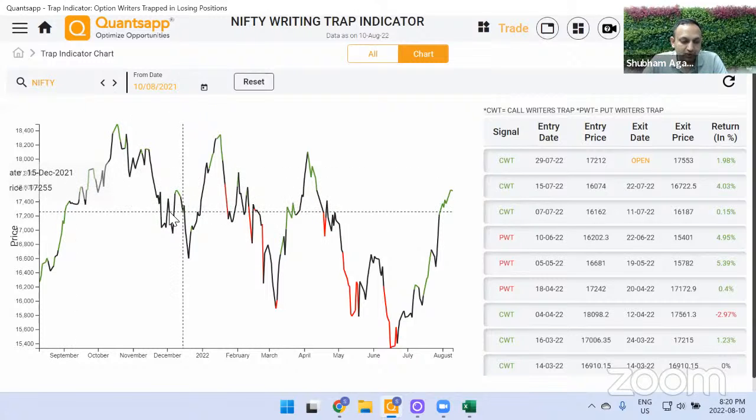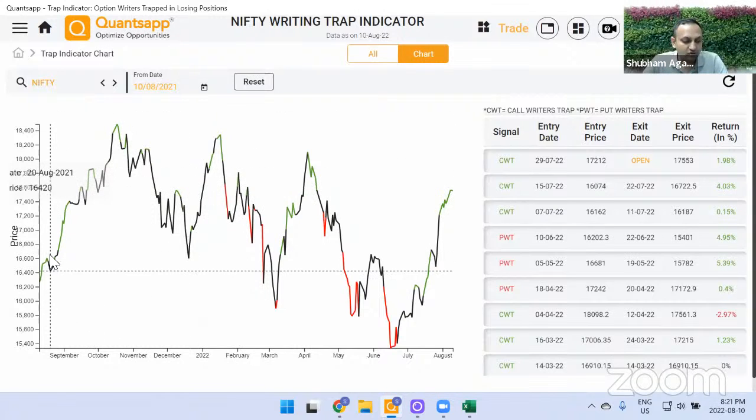Whenever it is in black, and you can see that in a lot of areas in the chart the line is black, then the algorithm is not able to detect whether there is a call writer's trap or a put writer's trap, and there was no indication. So it is a kind of no trade zone. And whenever you see reds, those are the times when the indicator is saying that there is a put writer's trap, which basically means that the put writers are not trapped, so the market is going to go down.